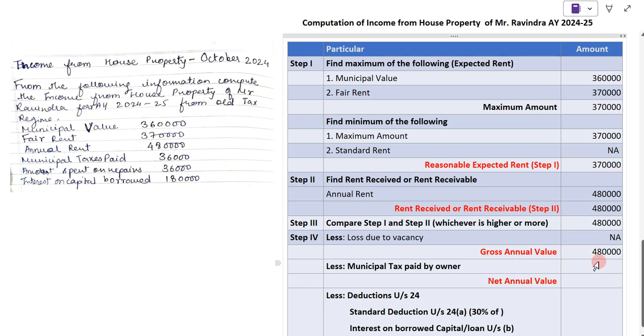Now from this gross annual value, we have to less the municipal tax paid by the owner. How much is the tax paid? 36,000 tax is paid. Now 4,80,000 minus 36,000, we get 4,44,000. This is our net annual value.